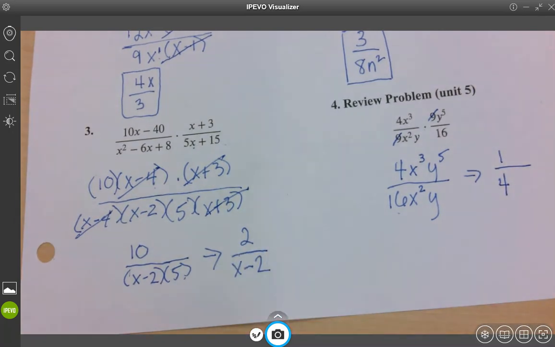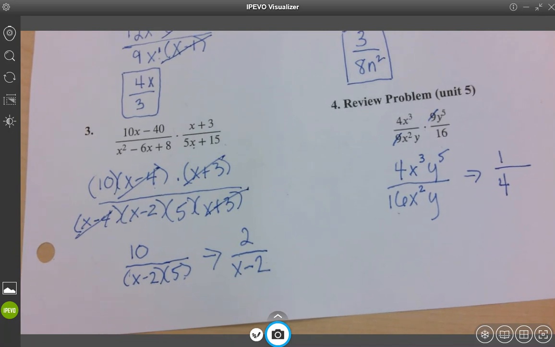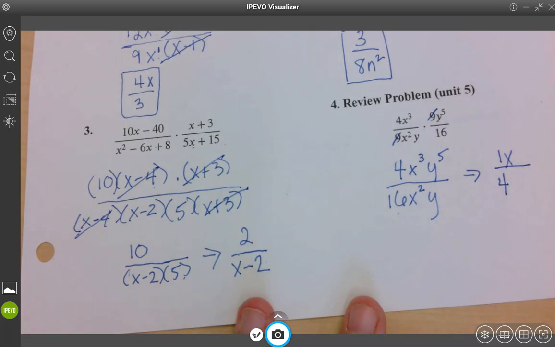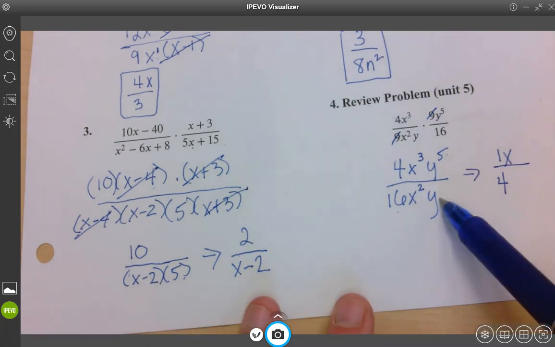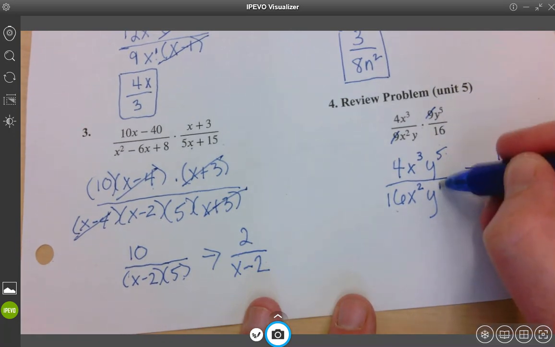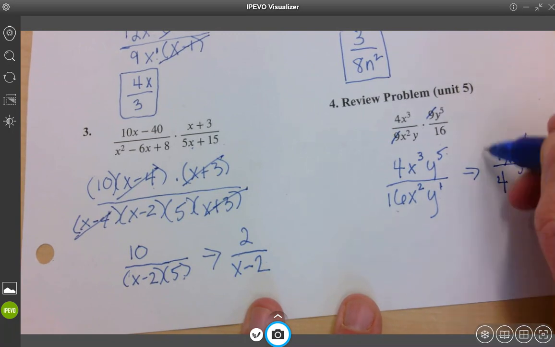Okay. X to the 3 over x squared equals what? X is right. All right, who said y to the 4? All right, so Gideon, how do we get y to the 4? What did you subtract? 5 minus 1. So remember, even though you don't see a 1 there, that is y to the 1, and that's how they get y to the 4. And we're done.